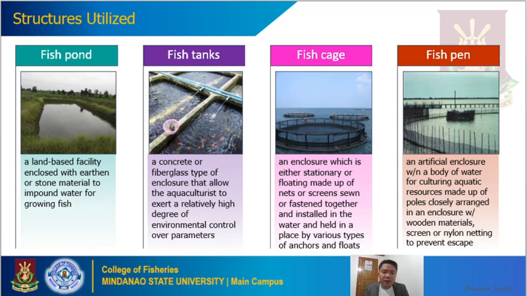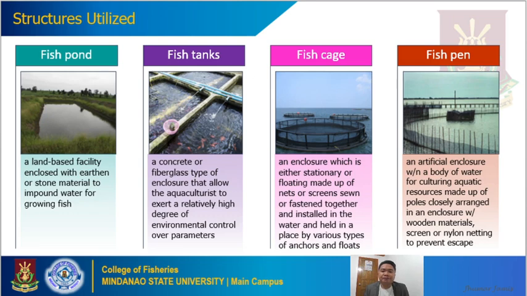The second one is the fish tank. It is basically a concrete or fiberglass type of enclosure that allows aquaculturists to exert a relatively high degree of environmental control over parameters. Technically, the fish ponds and fish tanks are all land-based facilities for aquaculture, and they could both be used for either freshwater, brackish water, or marine water.